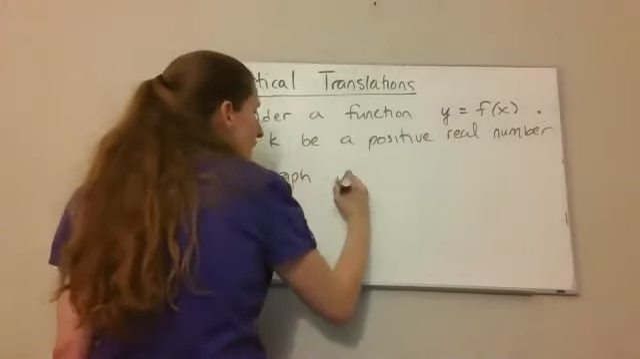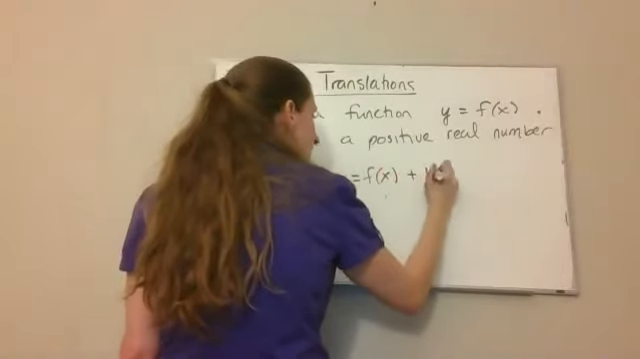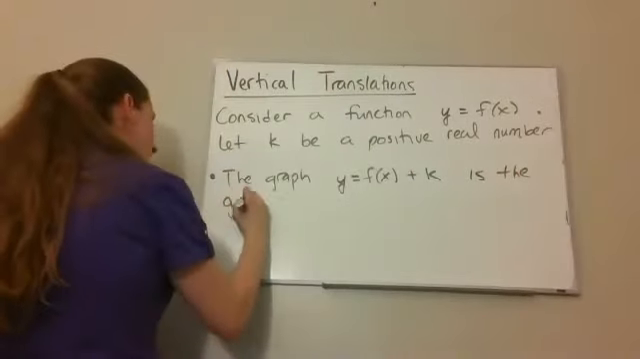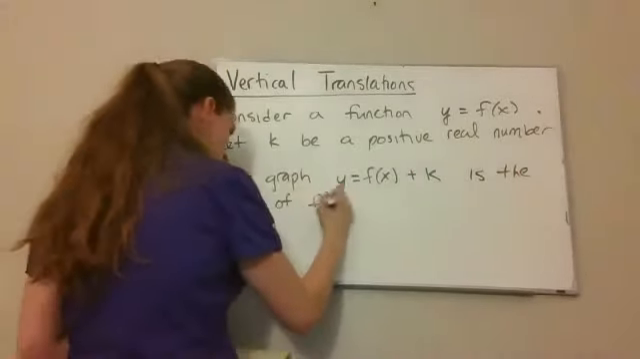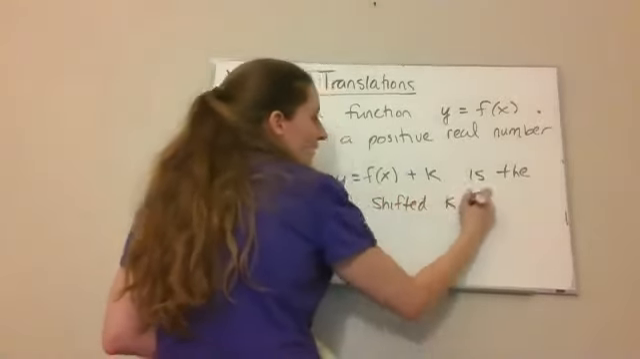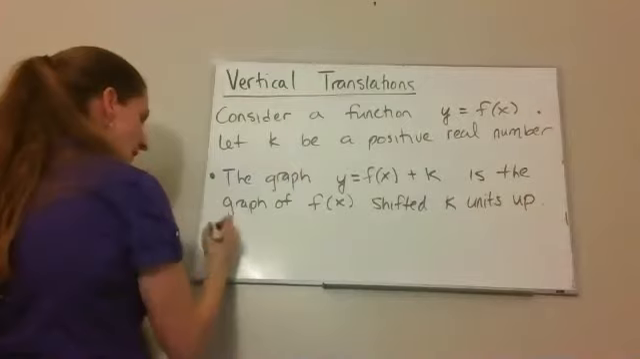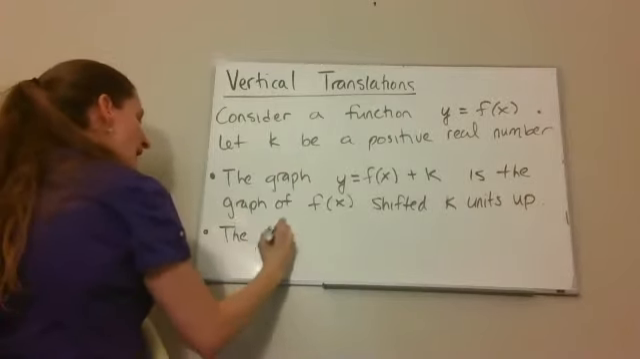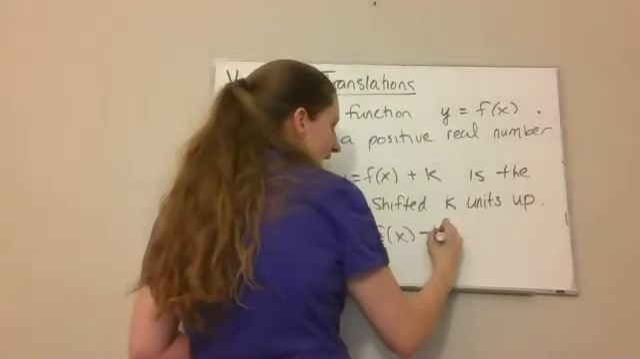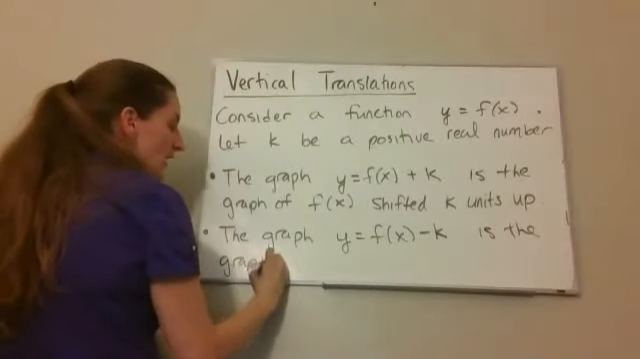The graph of a different function, f of x plus k, is the graph of f of x shifted k units up. And the graph y equals f of x minus k is the graph of f of x shifted k units down.